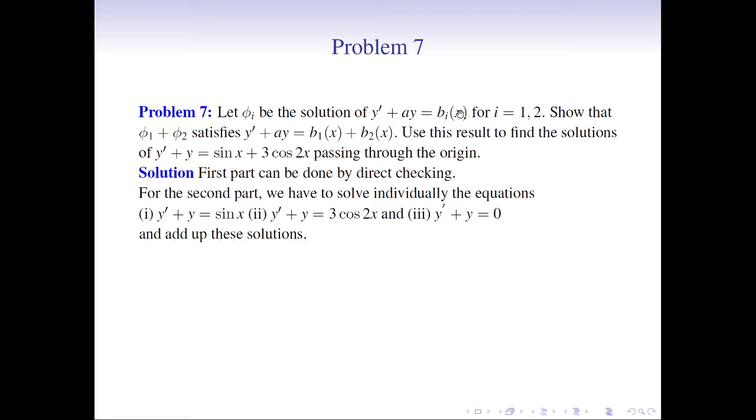Okay, so for the second part, you see y prime plus y is equal to sin x plus 3 cos 2x. You have to find out the solution of this. So we need to break it up into two parts, so into three parts in fact. So the first part is y prime plus y equal to sin x, y prime plus y equal to 3 cos 2x, and y prime plus y equal to 0.